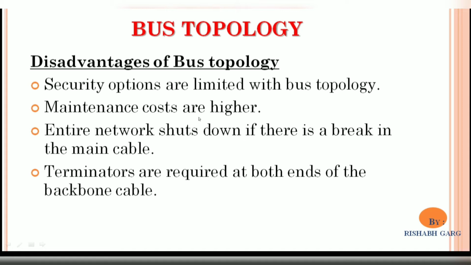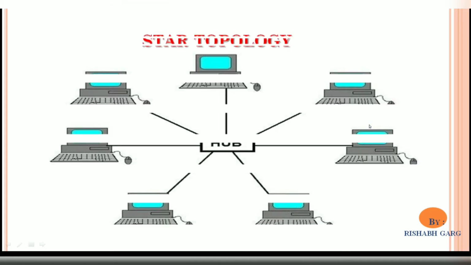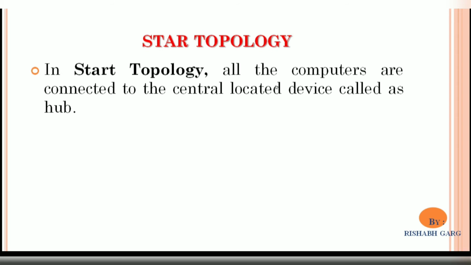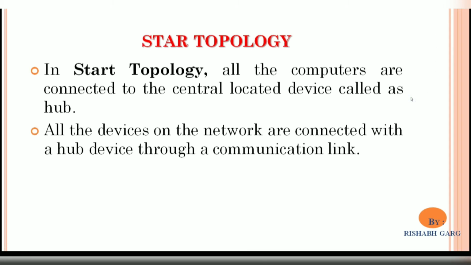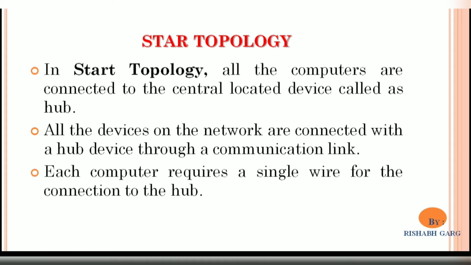So let's move on to our second topology, that is star topology. In star topology, all the computers are connected to the centrally located device called a hub. All the devices on the network are connected with a hub device through a communication link. Each computer requires a single wire for the connection to the hub.